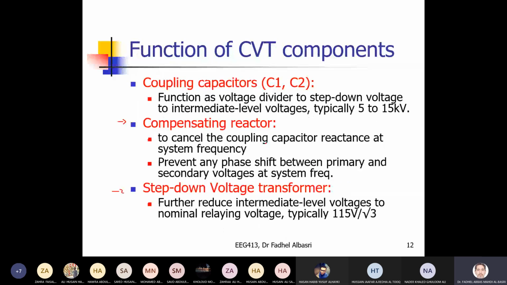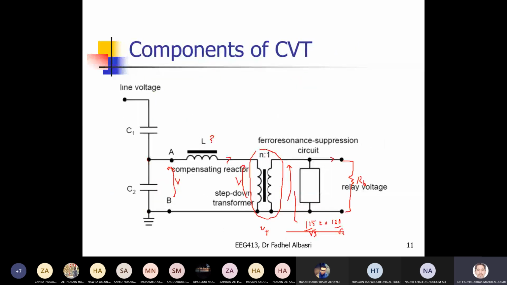So what will we focus on here? How do you choose the value of this? How do you choose the value of this, to design the CVT?